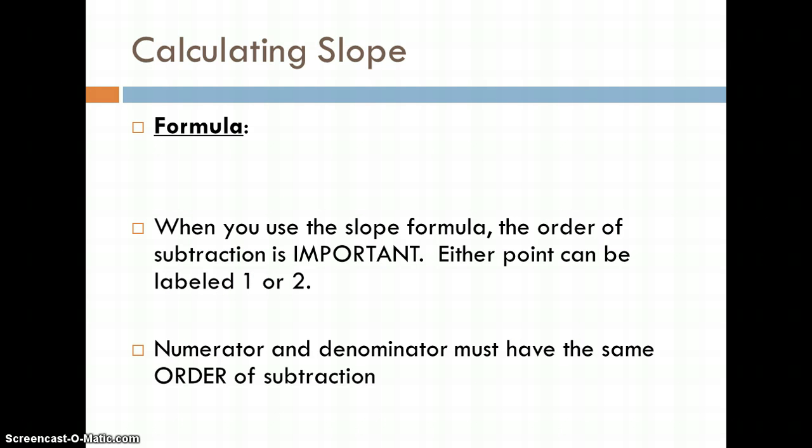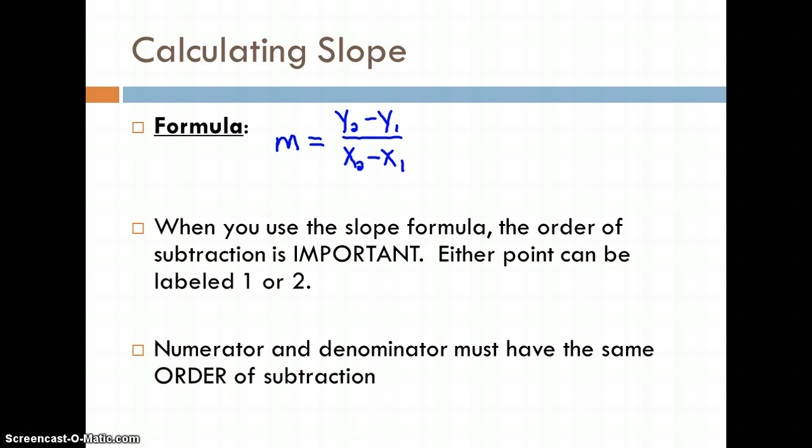There's a formula. The formula is M, which will stand for slope. And if you ask me why, I have no clue. But it's M. That's what stands for slope. Equals y2 minus y1 over x2 minus x1. That is the formula you will see for slope. The order of subtraction is important.